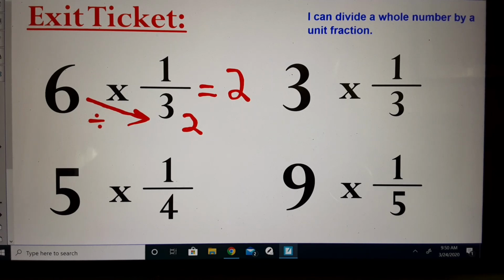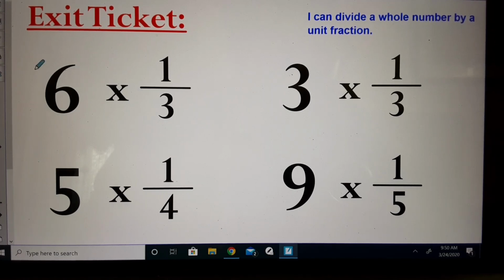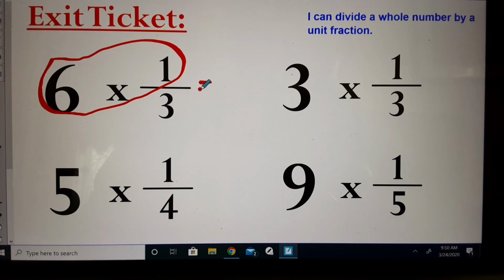Sorry about that. My phone's yelling at me. Another way to do it might have been to simply do this part and wind up with 6/3, which of course can be reduced to 2. Now 3 times 1/3, this should have been pretty obvious to everyone, equals 3/3, which of course equals 1 whole.